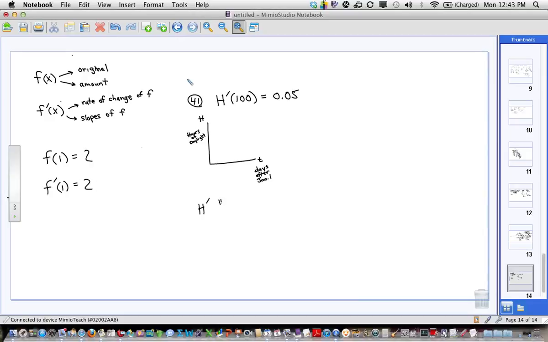So it's hours of daylight per day after January, per day, right? Hours of daylight per day. That's what H prime is. Hours of daylight per day. So that's this number right here, the 0.05. So somebody want to take a crack at this?